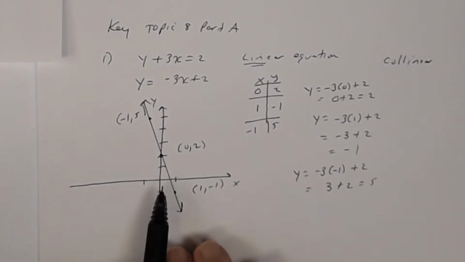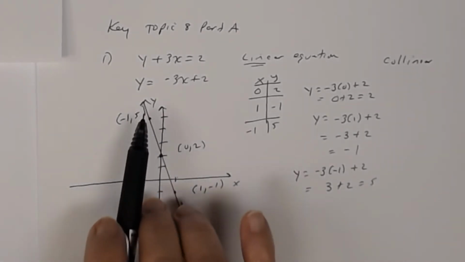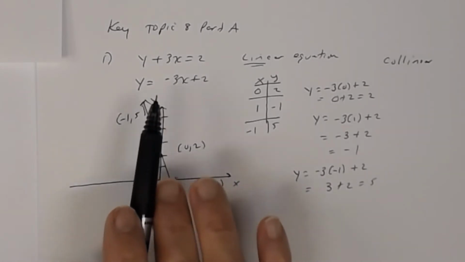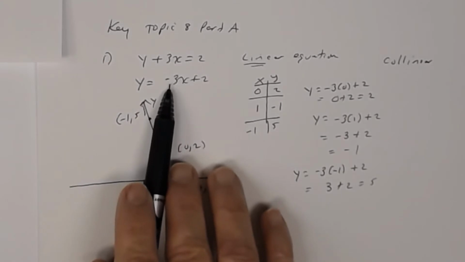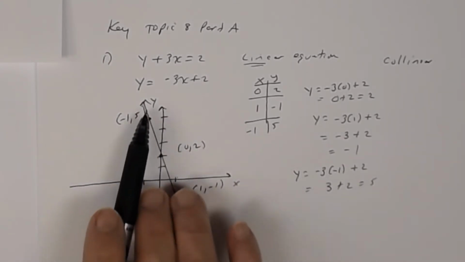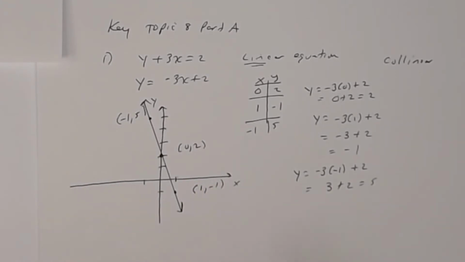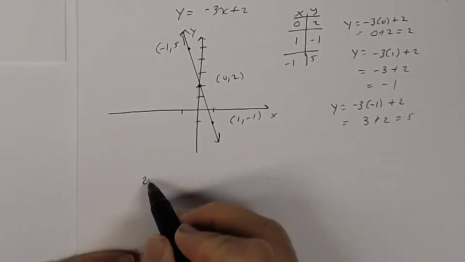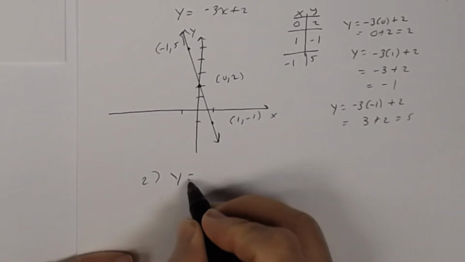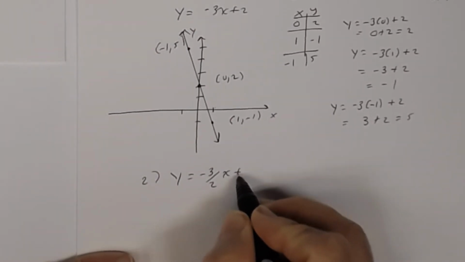So you have this line. Now I want you to remember something. You now have enough knowledge to know that whenever y is by itself, the coefficient of x is your slope. And notice that the slope is negative, so the line should fall. Okay? But you had to use a t-table for this problem. All right, now number 2, we have this. We have y equals negative 3 halves x plus 5.